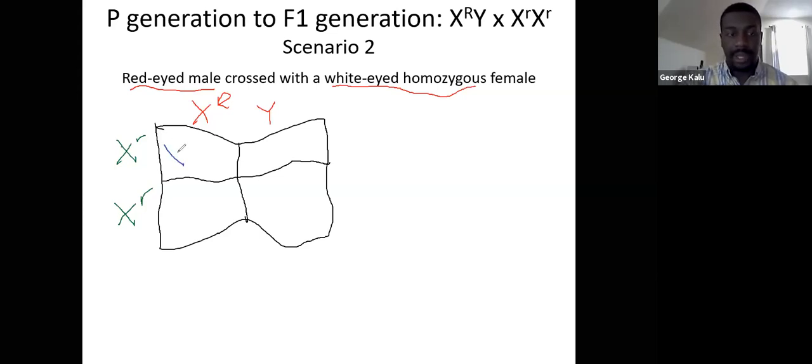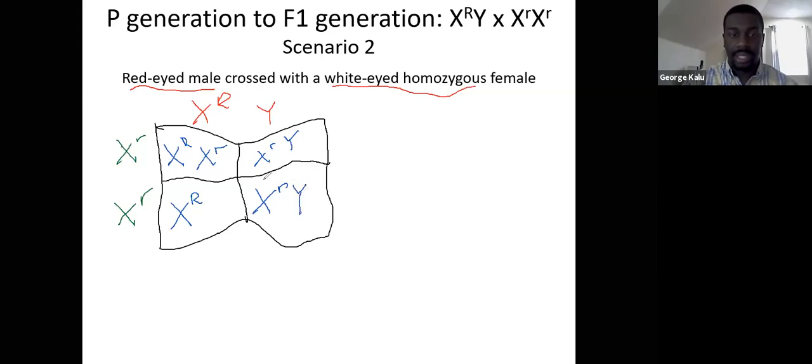Right, X big R, X little r. Cool. Okay. And then what about the top right? X little r Y. Good. Okay. Bottom left. X big R, X little r. Okay. And then bottom right. X little r Y. Good.